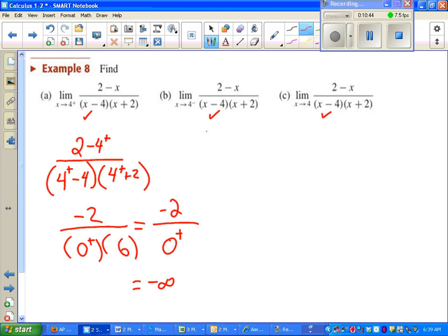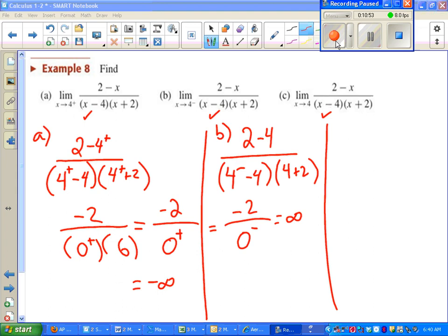Go ahead and pause the video and try part B and then part C on your own. Just try part B right now. See if you get the same thing I get. Very similar process this time, except this time I get a negative divided by a negative. So I get positive infinity.